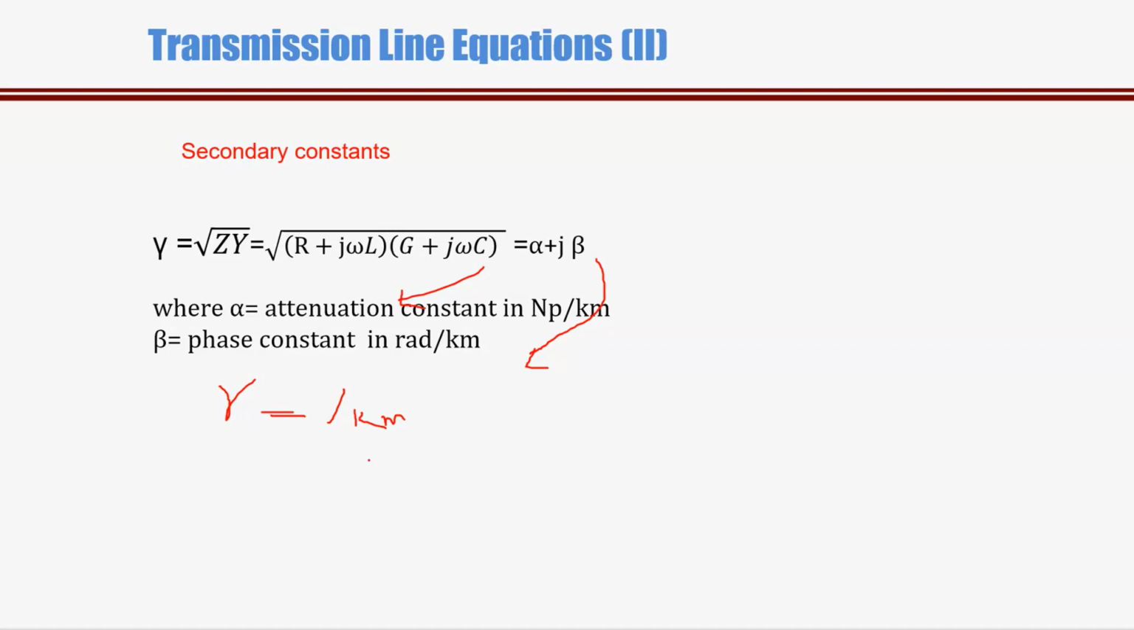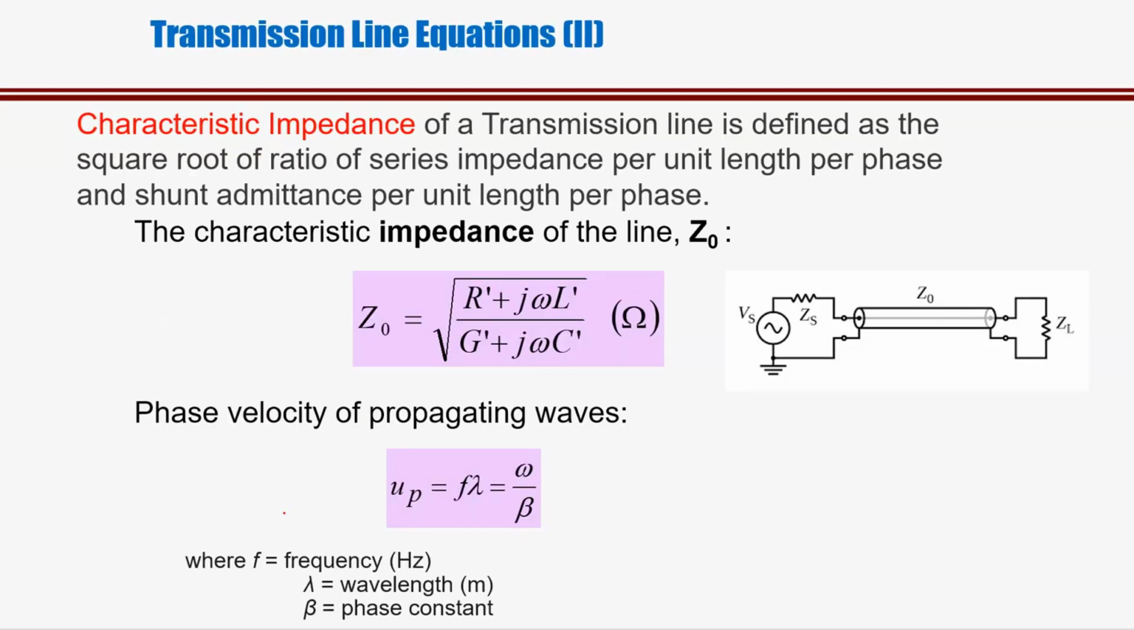So these three equations we got. We have to solve some examples based on these equations also. So please note down these equations. Gamma is equal to the square root of Z into Y. Z is R plus j omega L and Y is G plus j omega C. And then one more secondary constant is the characteristic impedance Z naught.